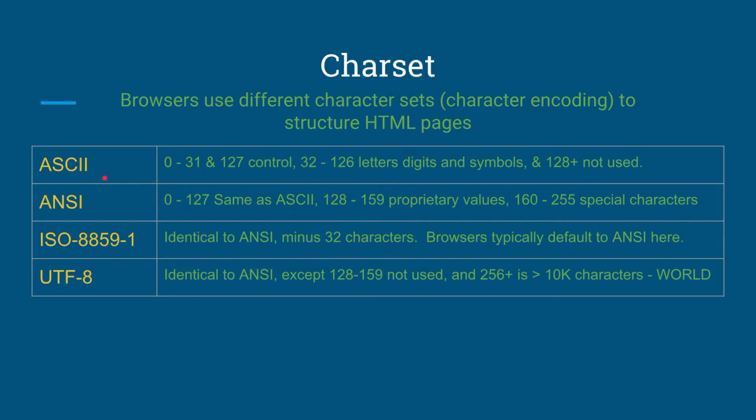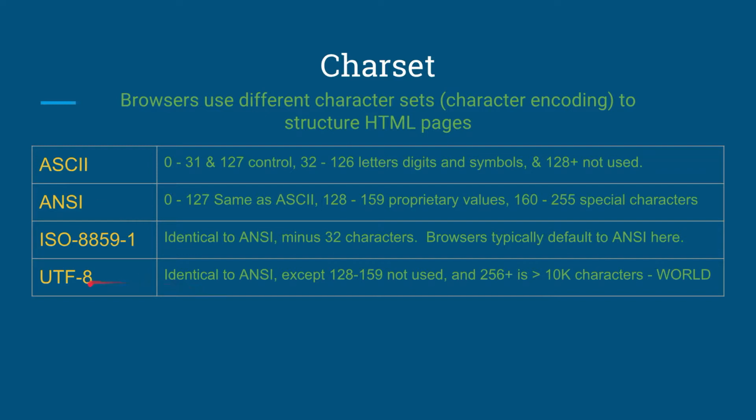If you look at ASCII, the original, we have characters 0 through 31 and 127 as control characters, 32 through 126 as digits and symbols, and 128 and above is not used at all. Now ANSI is the same as ASCII, except 128 through 159 are used as proprietary values, and then 160 through 255 are used for special characters. ISO 8859-1, which as you'll remember is the default for HTML4, is identical to ANSI, except they don't use these proprietary values. If a browser sees ISO 8859-1, typically it'll default to ANSI.